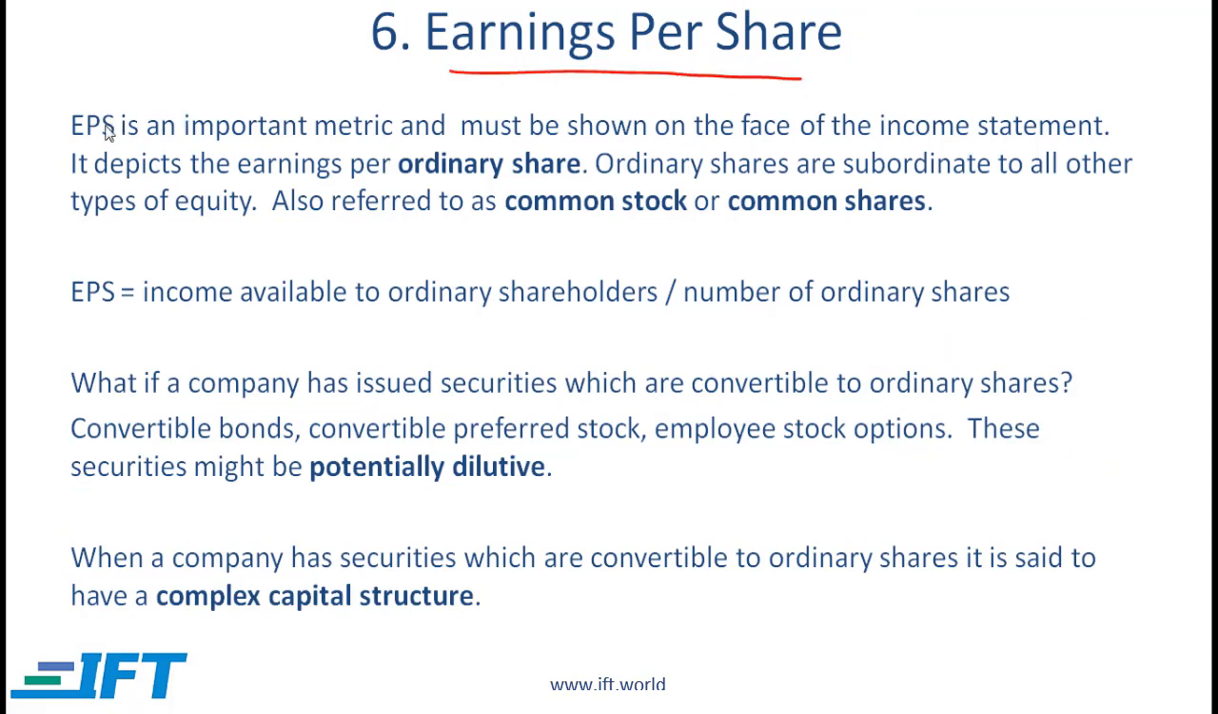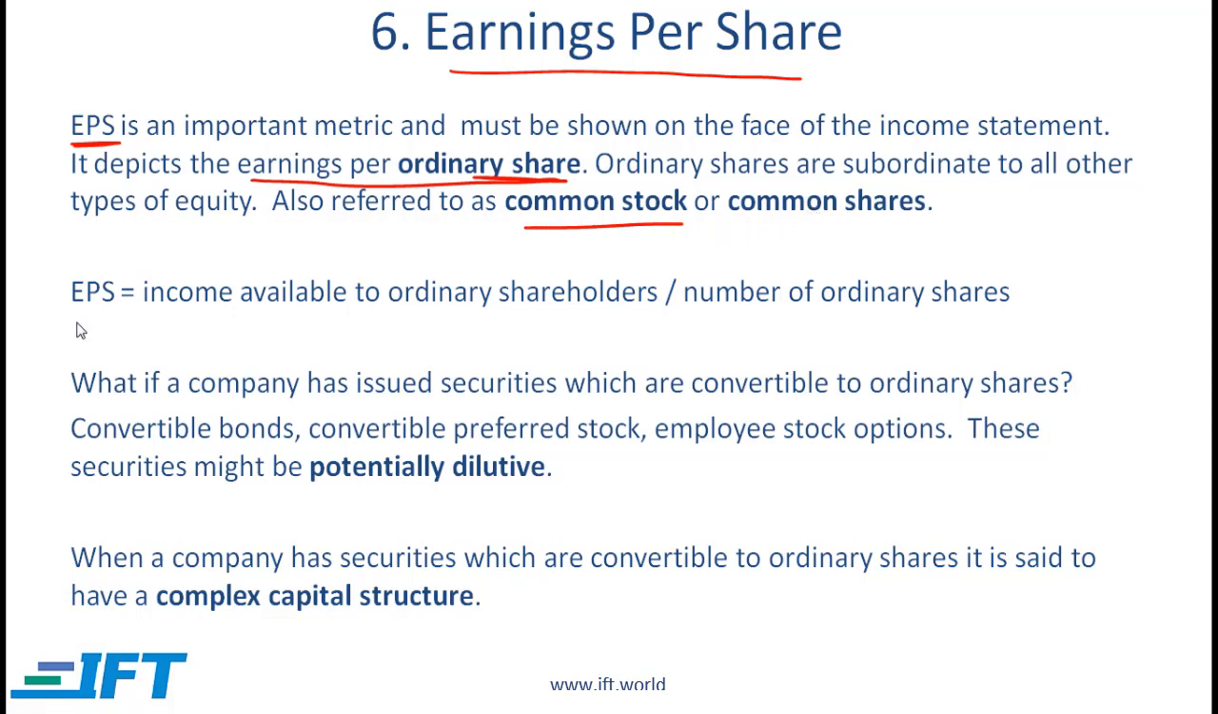Earnings per share, or EPS, is an important metric and must be shown on the face of the income statement. It depicts the earnings per ordinary share. Ordinary shares are subordinate to all other types of equity. You might hear the term preferred shares or preference shares get dividends before ordinary shares. Ordinary shares are also called common shares or common stock.